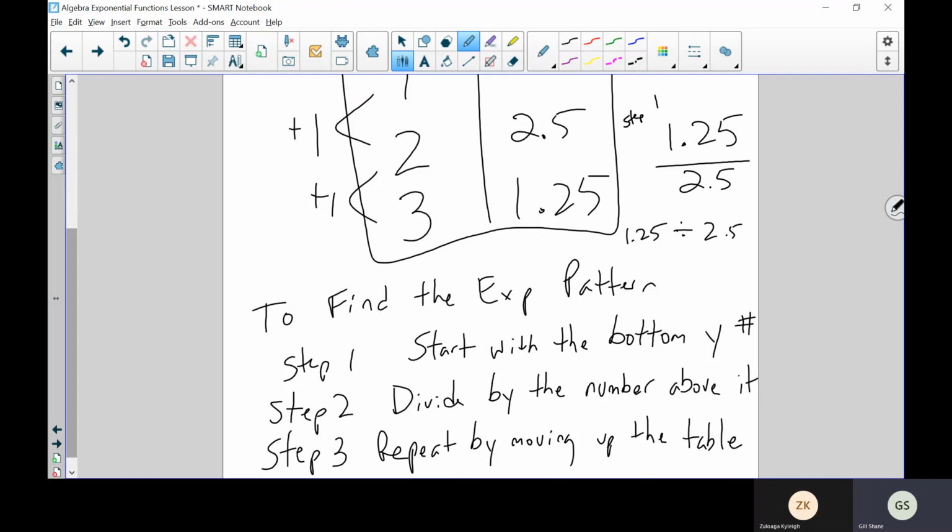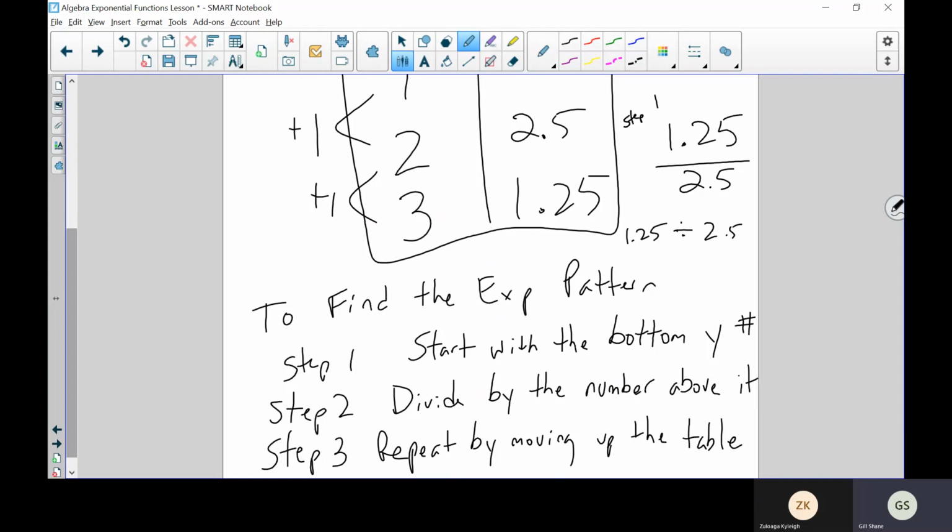So I'm taking the bottom number divided by the number above it. And you get, what we already said, 0.5. You never say I'm dividing by 2. The pattern has to be based on multiplication, which is why we have to take this number divided by that to get what the answer is, which is 0.5. 1.25 divided by 2.5 is 0.5. So I'm multiplying by 0.5.